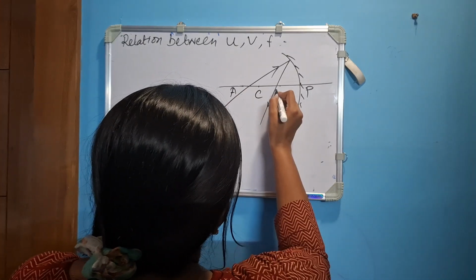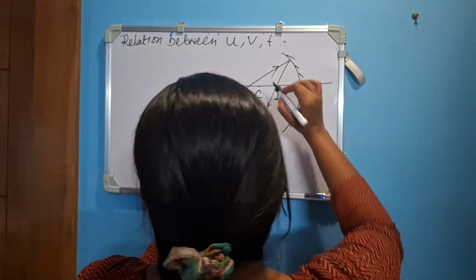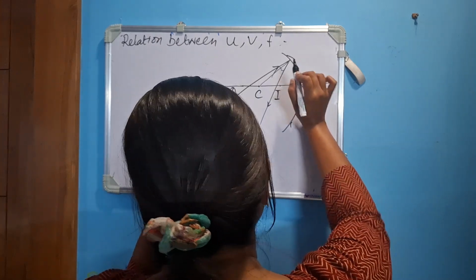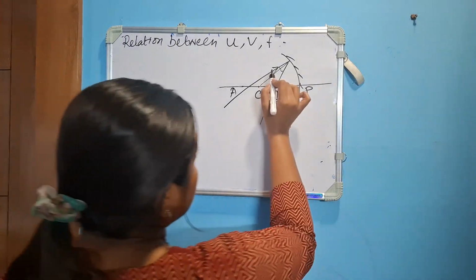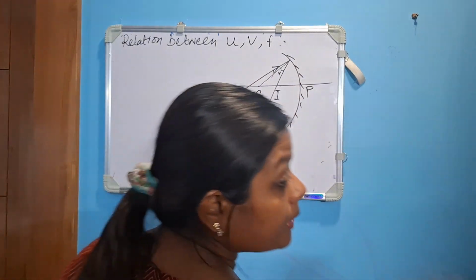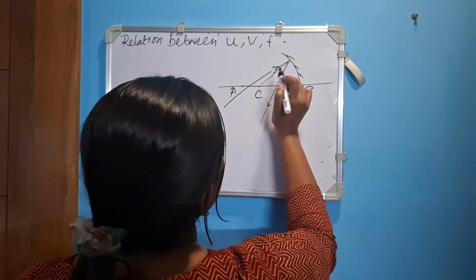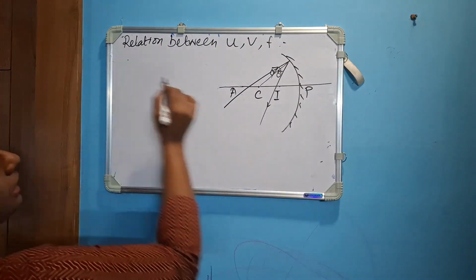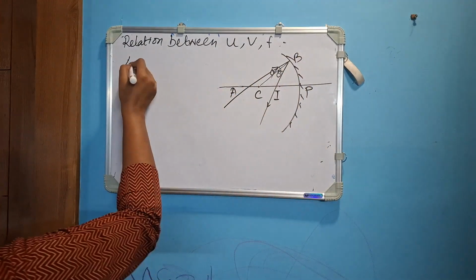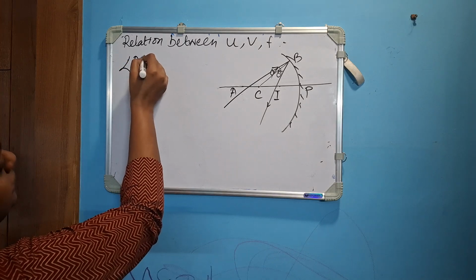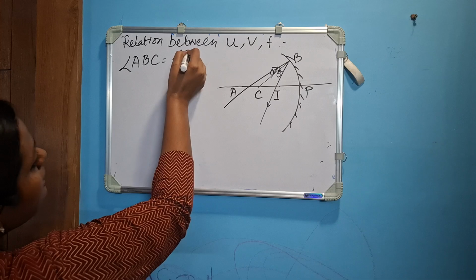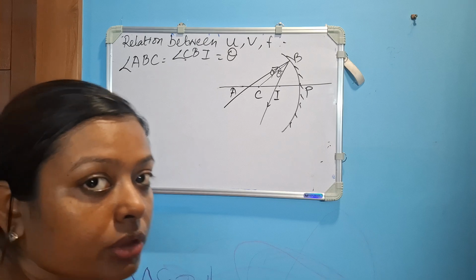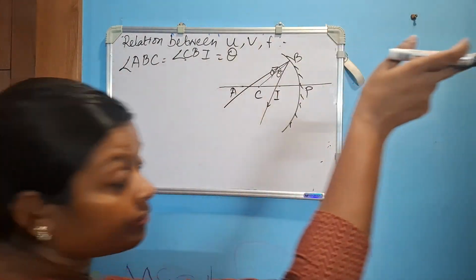Giving a point A, and this is I, and the normal here. Now from the laws of reflection, this is I and this is R, which will be equal. We are not taking I and R here, we are taking it as theta. So now next, give the name B. Now angle ABC equal to angle CBI, which is actually theta, from the laws of reflection.